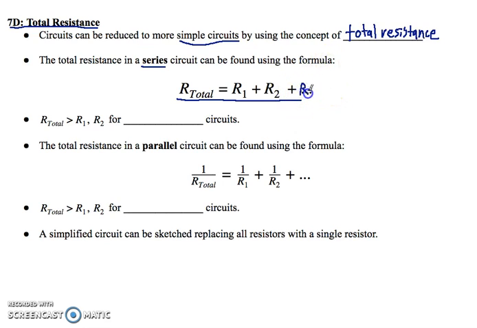So if you had R3, you just add R3 plus R4. Right? You can continue with this. That's what the dot dot dot means. So that would be the total resistance.